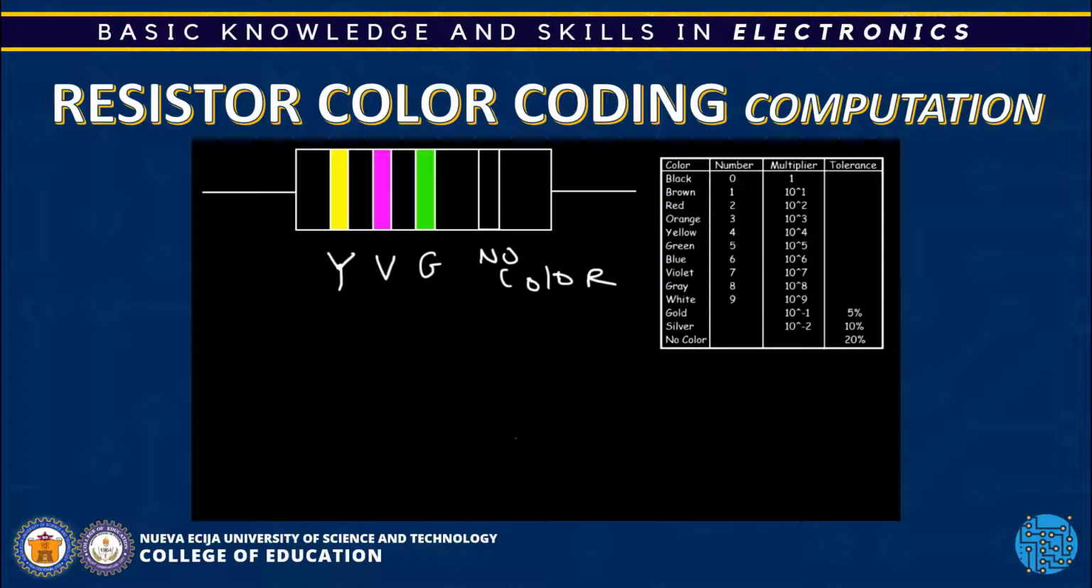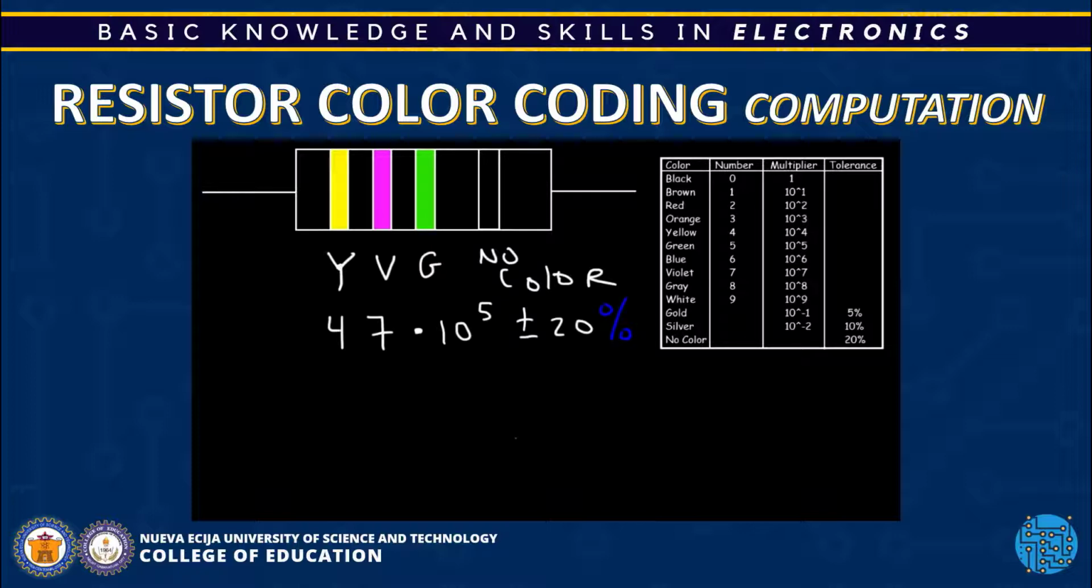So the first color is associated with the first digit. So yellow corresponds to 4. The second color is for the second digit. Violet corresponds to 7. The third color is for the multiplier. Green has a multiplier of 10 to the 5th. And the last one is for the tolerance level. For no color, the tolerance is very high, it's 20%. That is plus or minus 20%. But let's deal with the percentage later.